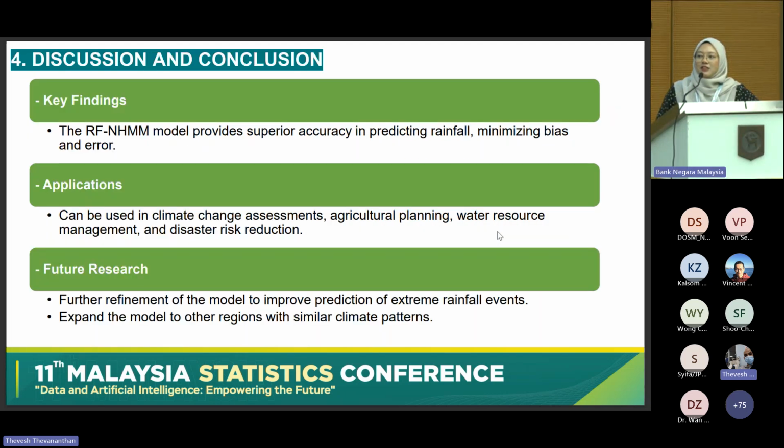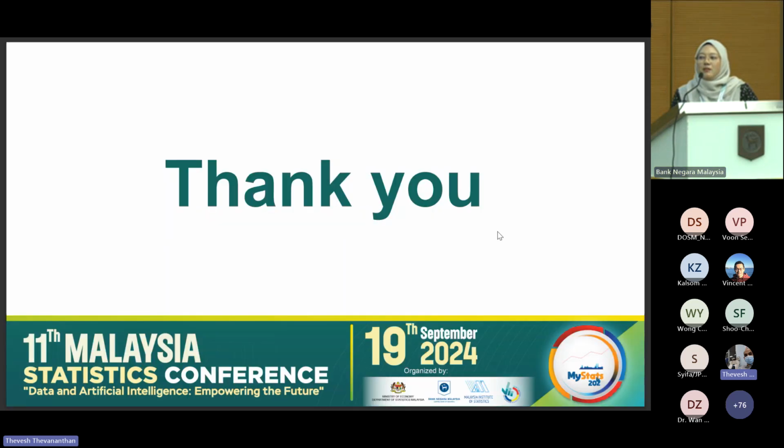For the conclusion, we can see that the proposed model provides superior accuracy in predicting rainfall, minimizing bias and error. The proposed model can be used in climate change assessment, agriculture planning, water resource management, and disaster risk reduction. For future research, further refinement of the model to improve prediction of extreme rainfall events and expanding the model to other regions is suggested. That's all from me, thank you.